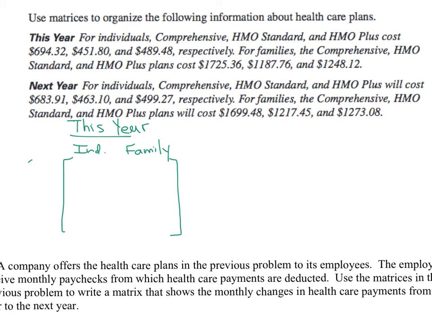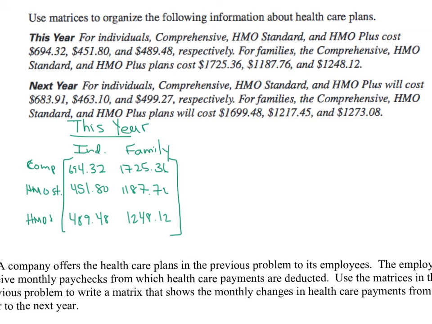So you have comprehensive, which I'm just going to abbreviate COMP. We have HMO standard and HMO plus. And then I'm just going to go ahead and put all the values into this matrix that we see above. So I'm going to go ahead and pause it and write them in. You can as well.